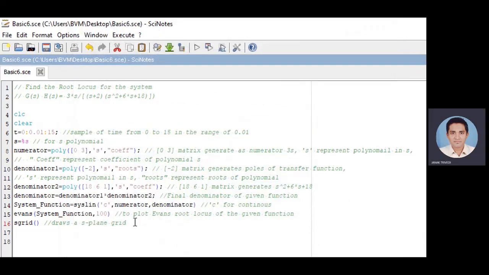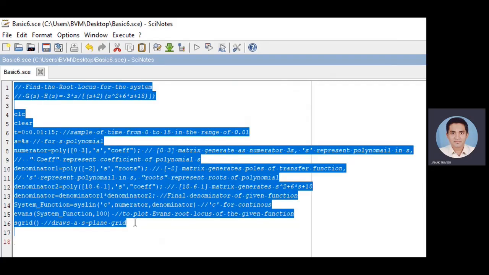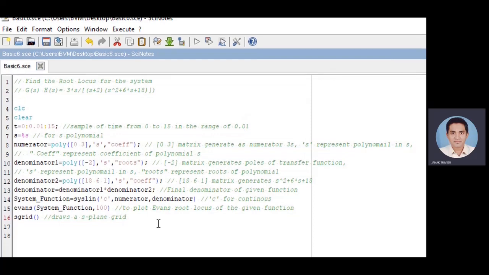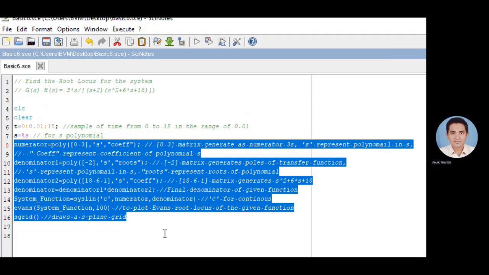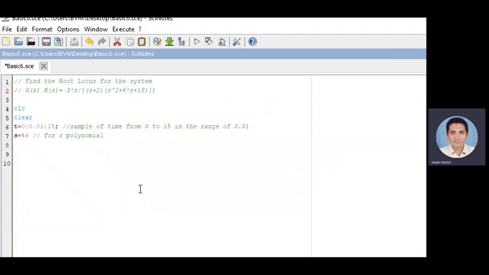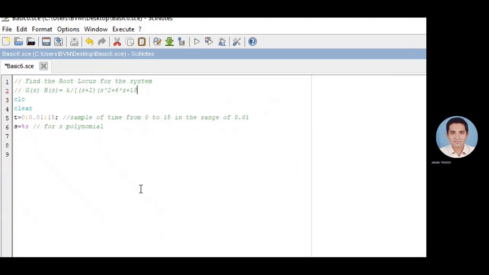Now for the second one, I have just copied this code. Only small changes are required. So Control C. Now just okay, these are the things I have required. Okay, then the second example is for finding g of s h of s equal to k divided by s into s plus 1 into s plus 2, for k equal to 1.